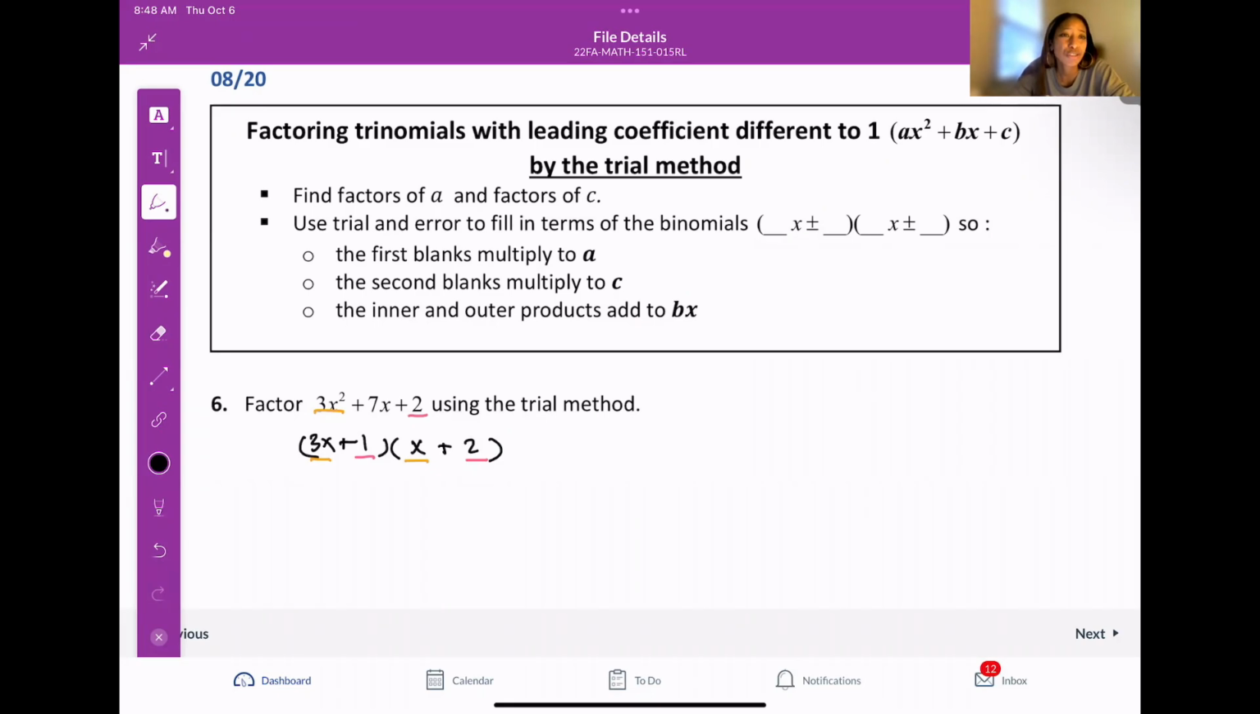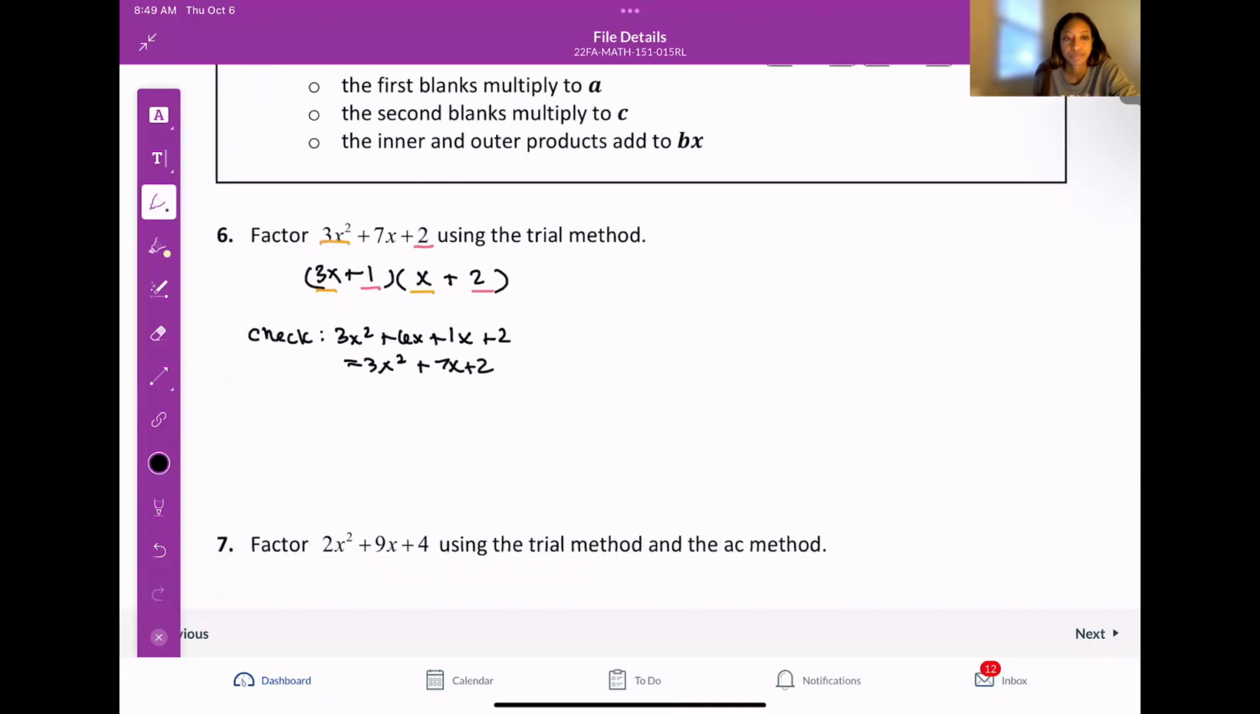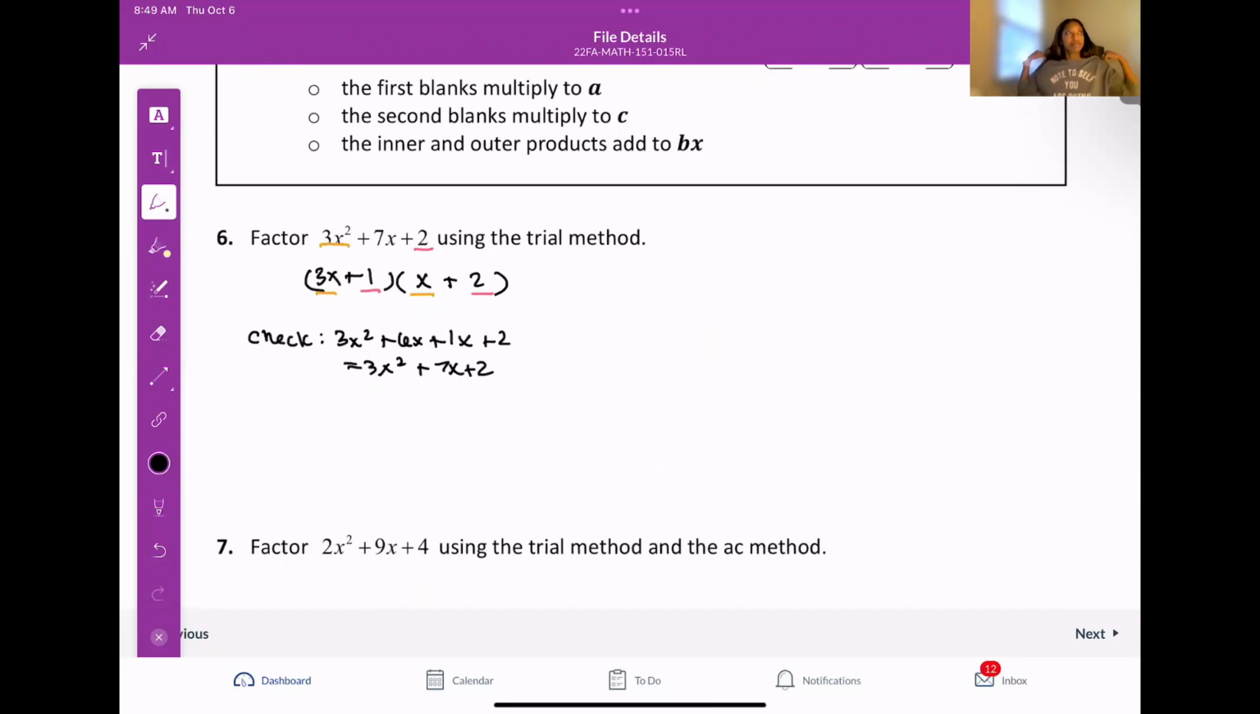And that's it. So you kind of go through a process. We think about what terms we can multiply together to get the first term. Think about what things we can multiply together to get the last term, and then play around with the numbers so that the middle terms add up correctly. Okay, this does work out. If we check it, we get 3x squared plus 6x plus 1x plus 2, which is 3x squared plus 7x plus 2. So you just think about what the factors could be and guess and check until you find the correct things that add up in the middle.